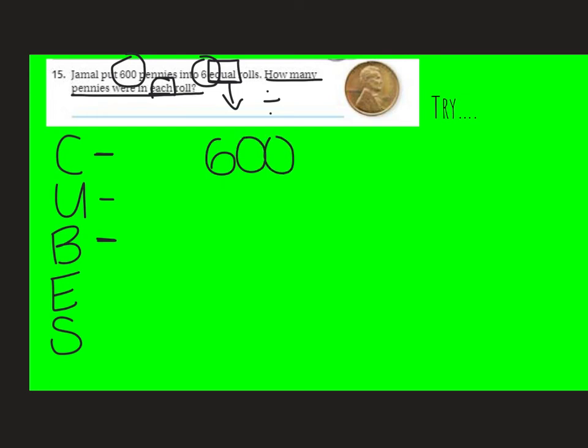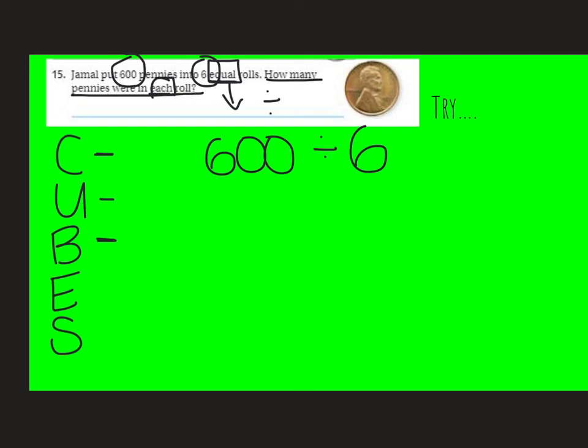First of all, I'm going to circle all of my numbers. I'm going to underline my question. It is, how many pennies were in each row? I'm going to box in the important information. I know that each and equal are important information because they tell me that this is a division problem. So I am going to take 600 and put it into a division problem. I'm going to do 600 divided by 6.